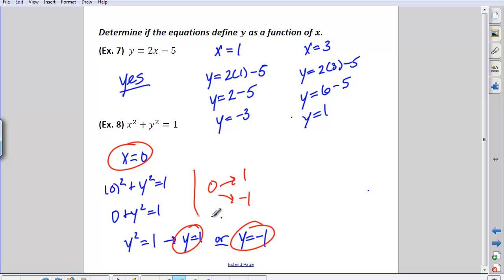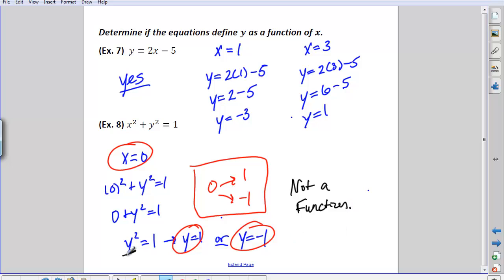So in a mapping, what does that look like? That looks like that's not a function, right? And so that is the case here, that is not a function. Y is not defined as a function of x.